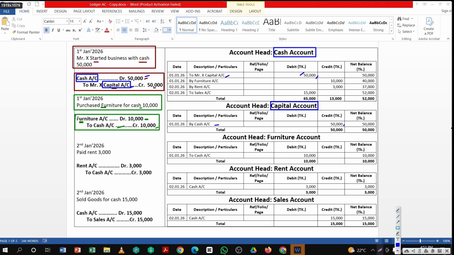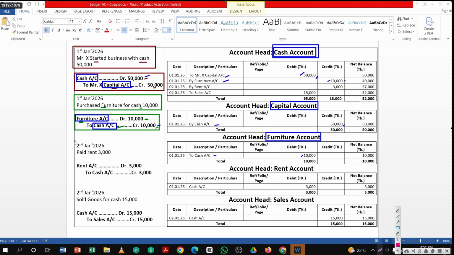Here two ledger accounts, one is furniture account and another is cash account. Furniture account and cash account. Furniture increase 10,000 debit. To cash account debit 10,000. And cash decrease 10,000. So cash account buy furniture, cash decrease 10,000 in credit column.